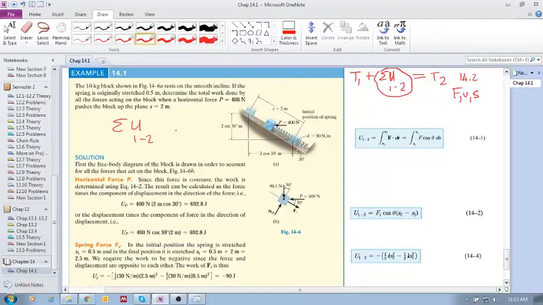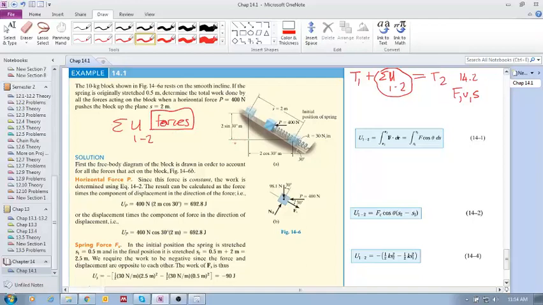This is a nice example of how to calculate the second term. Determine the total work when a horizontal force of P equals 400 is applied and the block moves up the incline 2 meters, S equals 2. Now how are we going to do this? The first thing we need to know is that this is the sum of the work done by all the forces.